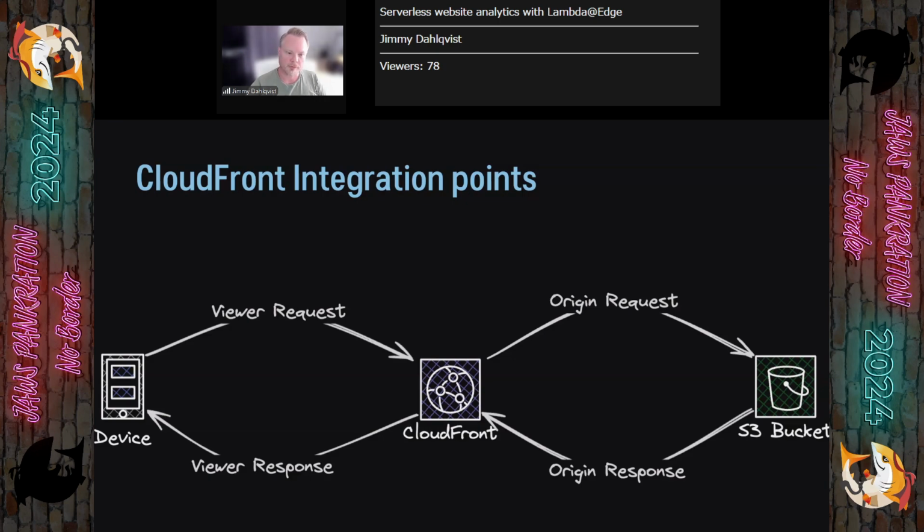Before we move into the ingestion part, we need to understand a bit about CloudFront and CloudFront integration points. There are four main integration points. The viewer request runs every time the viewer accesses CloudFront. The origin request runs when CloudFront accesses your origin. The origin response is run before CloudFront puts things in the cache, and the viewer response is run before the result is returned to the viewer.